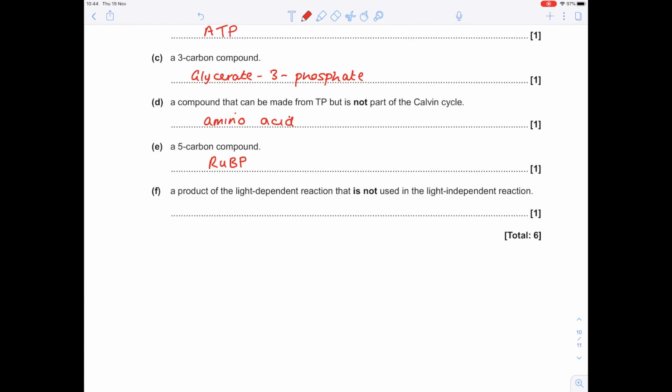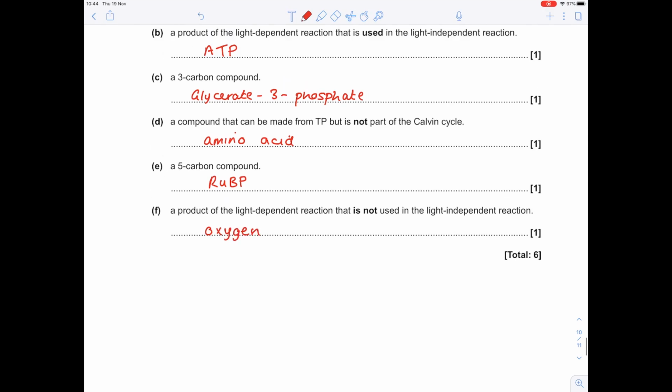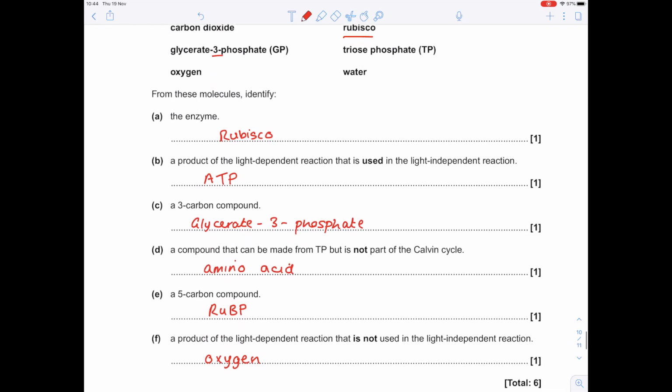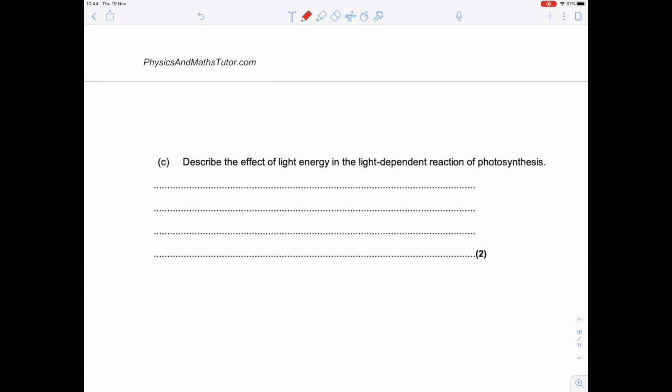A product of the light-dependent reaction that is not used in the light-independent reaction. Oxygen, for sure. Remember that's just a byproduct. I need to go check my list before I dive in. Yep, it's on there.